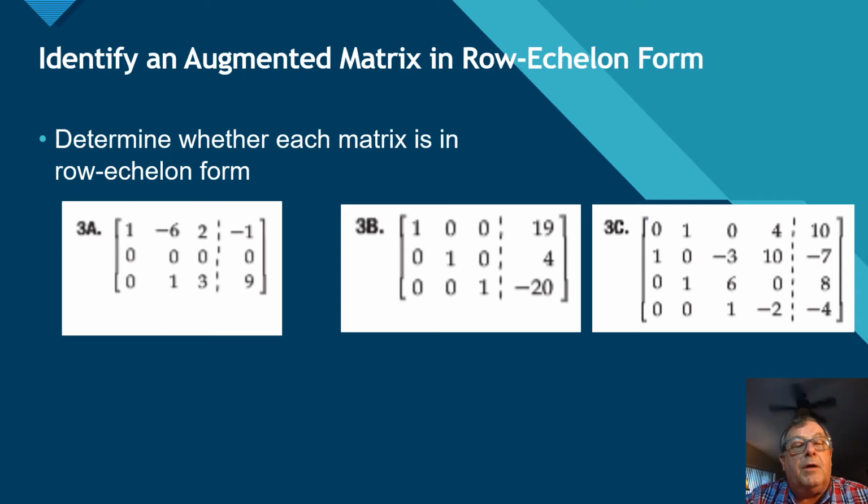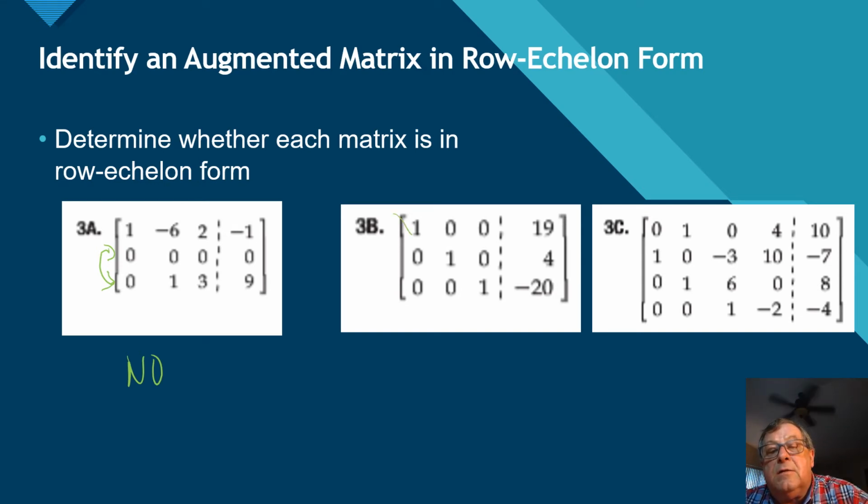All right, in 3A here, I'm looking at row 1 is 1, -6, 2, and then -1, and then we got a row of nothing but zeros in row 2, and in row 3 is 0, 1, 3. And this is not in row echelon form. Now, what would make that in row echelon form, though, is if we swapped row 3 and row 2, because if we have a row that is all zeros, it should be at the bottom of the matrix.